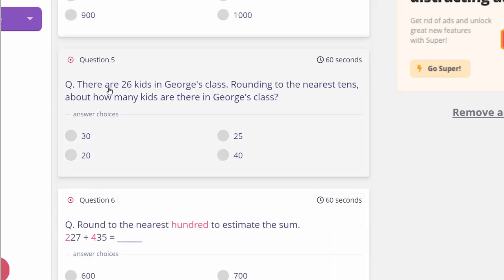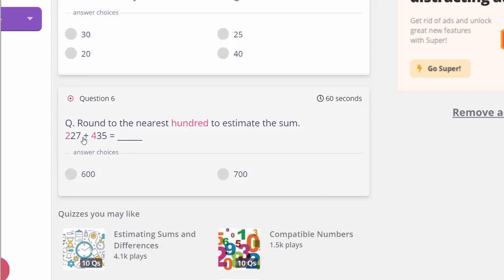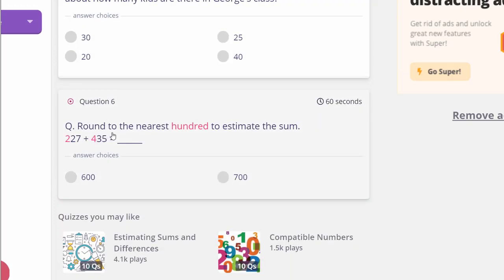In question number 5, we have 26 kids in this class, and we need to round this number to the nearest 10. So 26 rounded to the nearest tens is 30. In the last question here, round to the nearest 100 to estimate the sum. The hundreds here is 2. The first number is rounded to the nearest 100 to be 200, and the second number will be 400. 200 plus 400 equals 600.